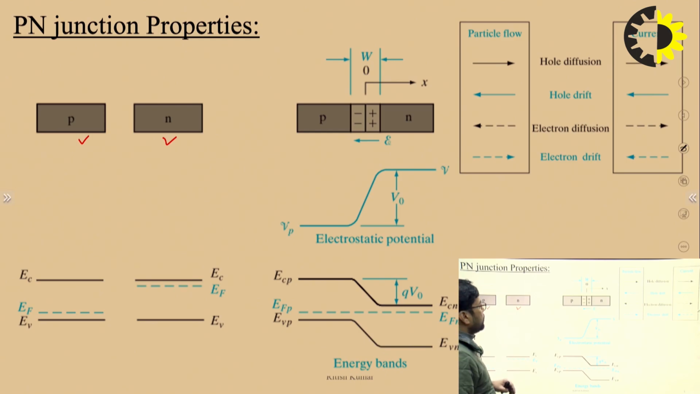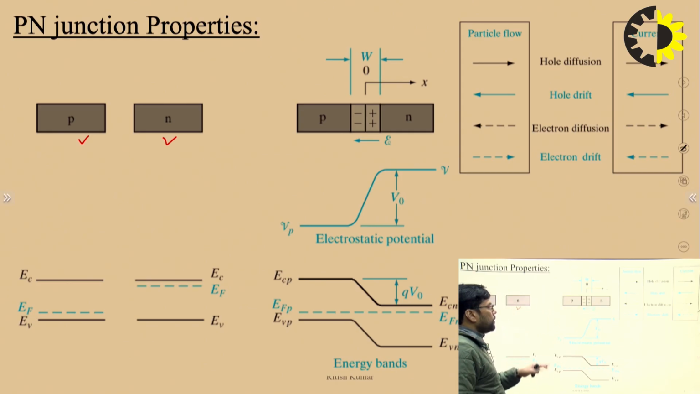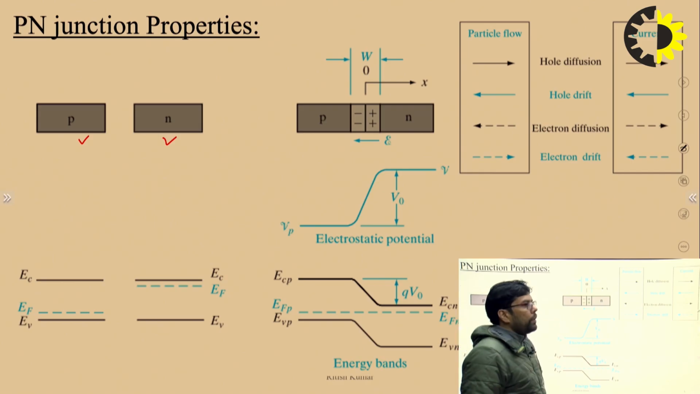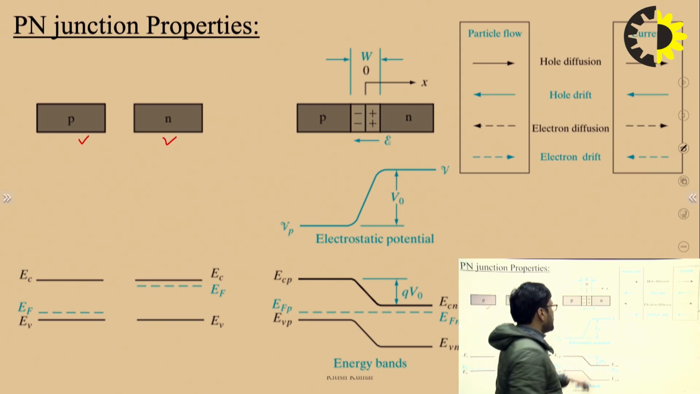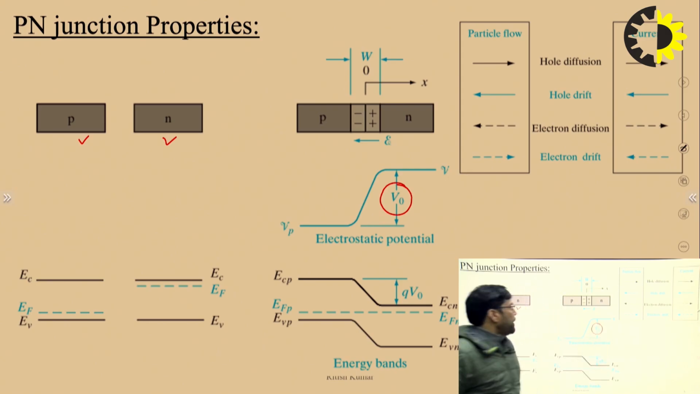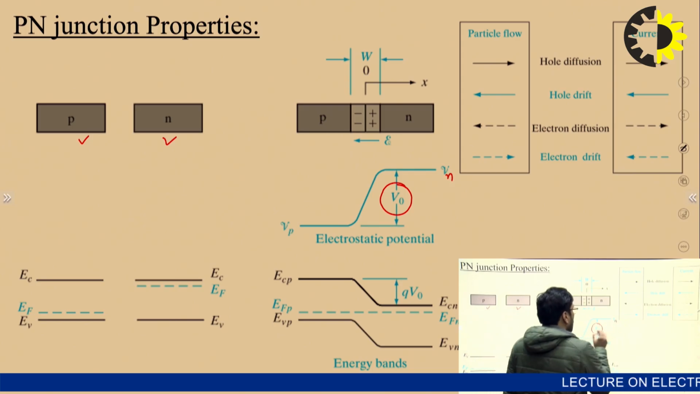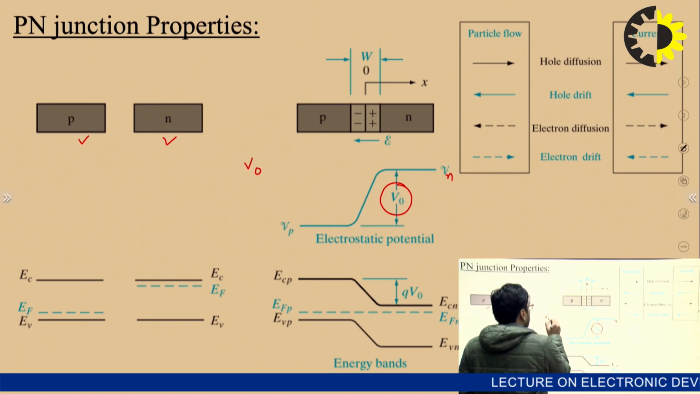While making the junction of P and N, because there is a little difference in the doping level of P type and N type semiconductor, we have a potential difference between them. That potential difference is called contact potential. If I say in the P type semiconductor we have VP potential, and in the N type semiconductor we have VN potential, then the contact potential will be V naught is equal to VN minus VP.